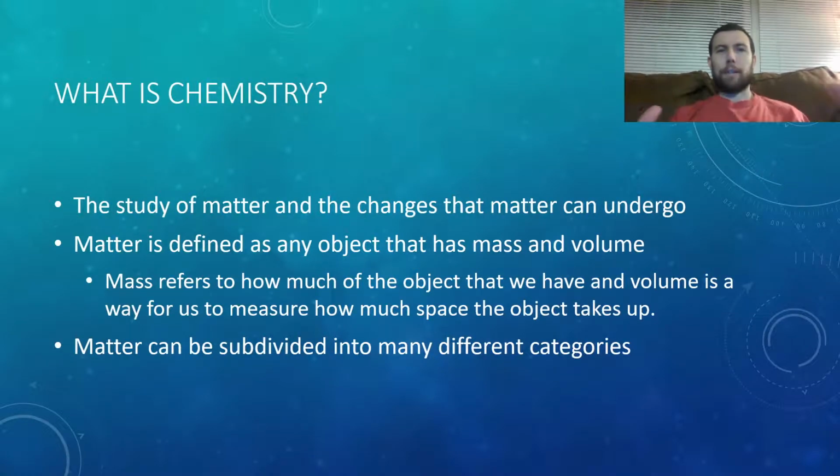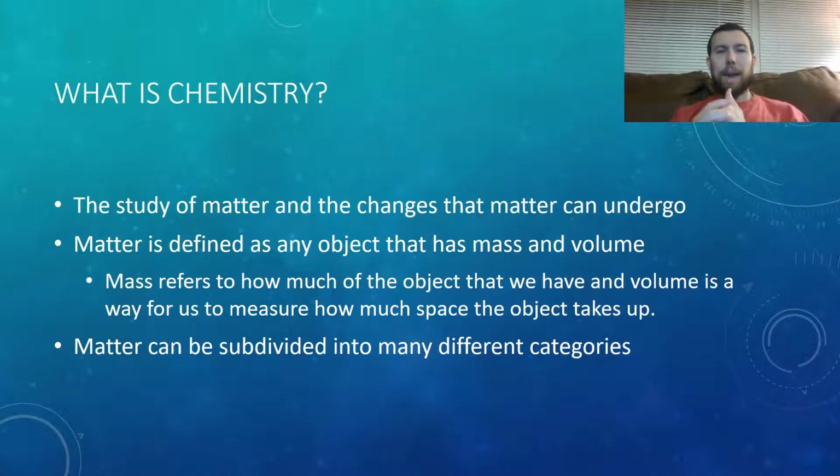Now, as we start there, we need to first go ahead and define what is chemistry. Now, chemistry is a component of physical science, and for our intents and purposes, we're going to define chemistry as the study of matter and the changes that matter can undergo. Now, as I've been saying this, you've seen the word matter a couple times in that statement. You might be wondering, Mr. Kenton, I don't know what matter is. What is that? And so matter can be defined as any object that has mass and has volume.